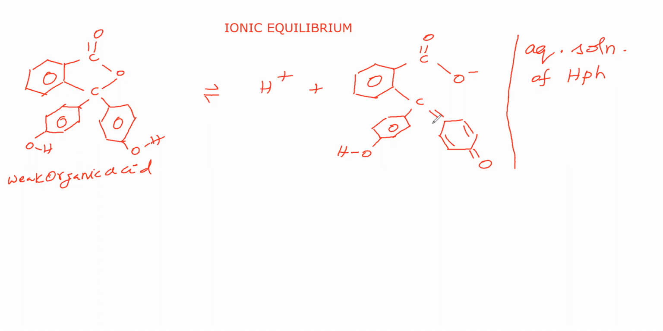Now we can say that this species can donate H plus. Therefore, this species is called acidic species. This species can take H plus and become this species as per the backward reaction. Therefore, this species we can say is basic species. Okay. Next, this species on ionization gives this one.